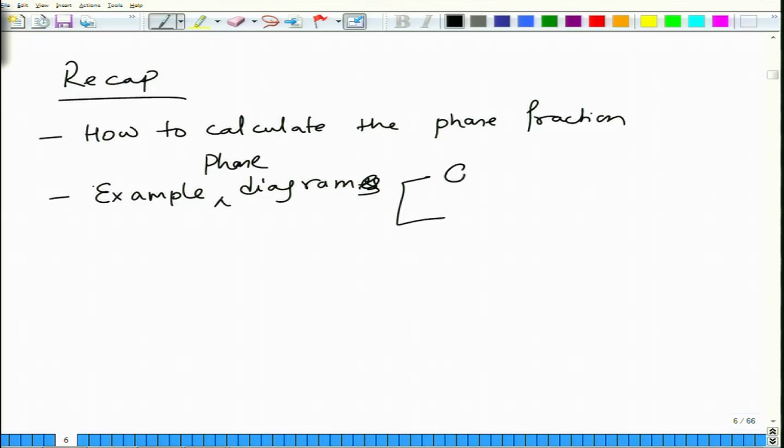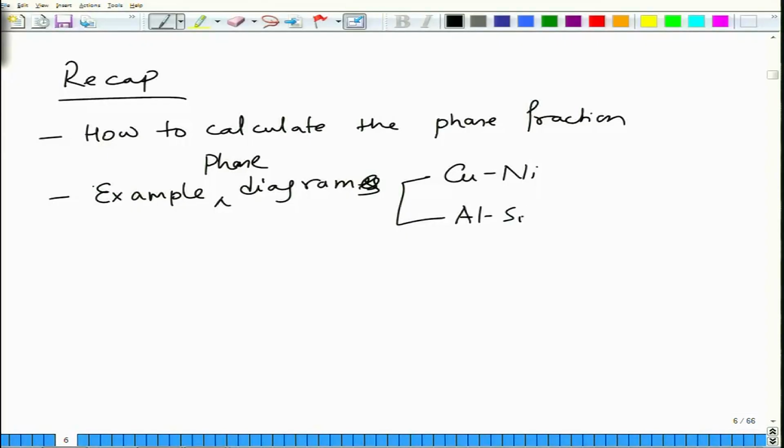So we looked at copper-nickel, which was the isomorphous system. We looked at how the microstructure of a copper-nickel system looks. It does not look like a perfectly homogeneous system. It looks like a micrograph showing some contrast, which is basically due to compositional contrast.